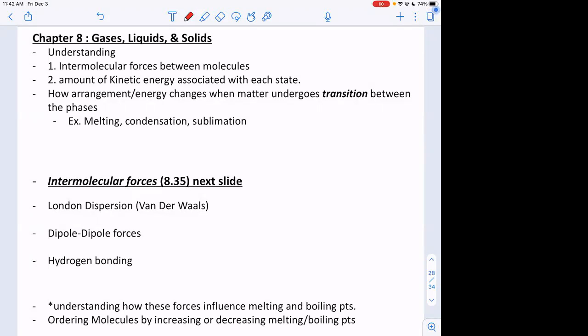Okay, what did I write here? Gases, liquids, solids, understanding. So the first thing we talked about was when you're going between a gas, liquid, and solid, and these are common transitions we have common names for: melting, freezing, evaporating, condensing. When matter is changing between states, it's always either an exothermic or endothermic process.